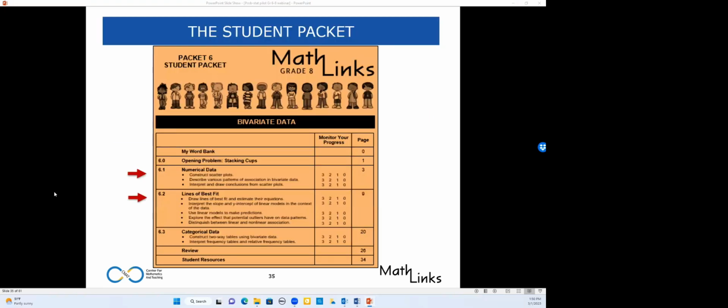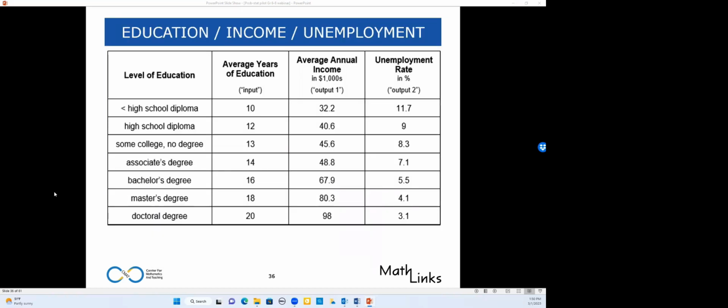In 8th grade, we depart from single variable statistics and learn about bivariate statistics. Here, we'll look at parts of the first 2 lessons. In some cases, we like to use real data for exploration. This shows different levels of education and corresponding income and unemployment data.